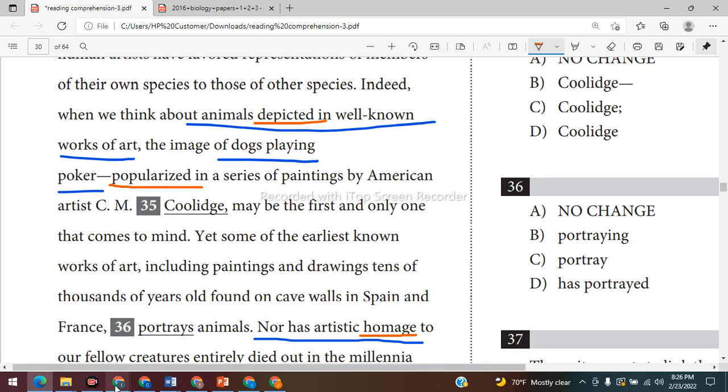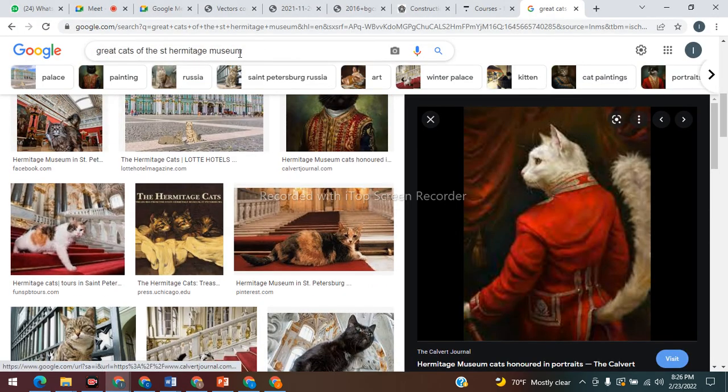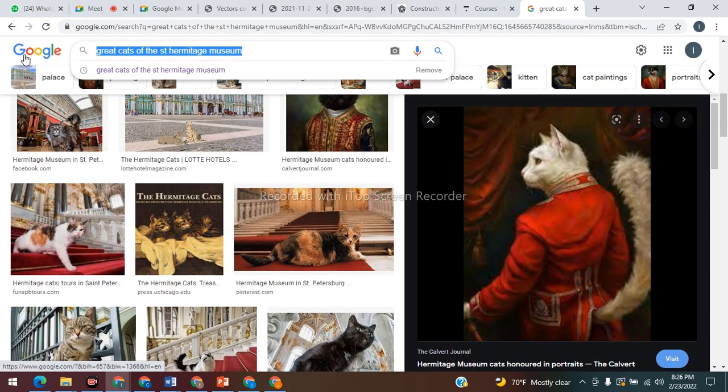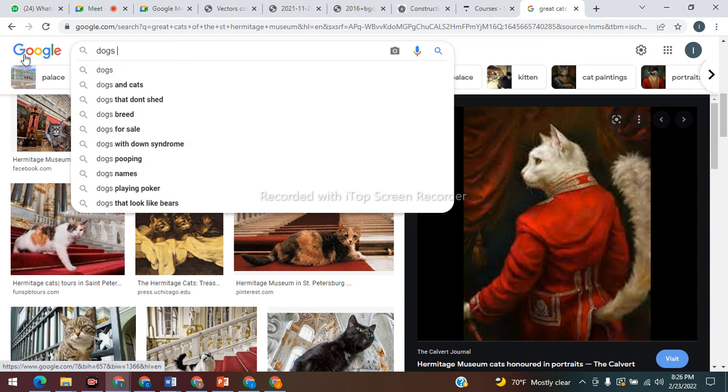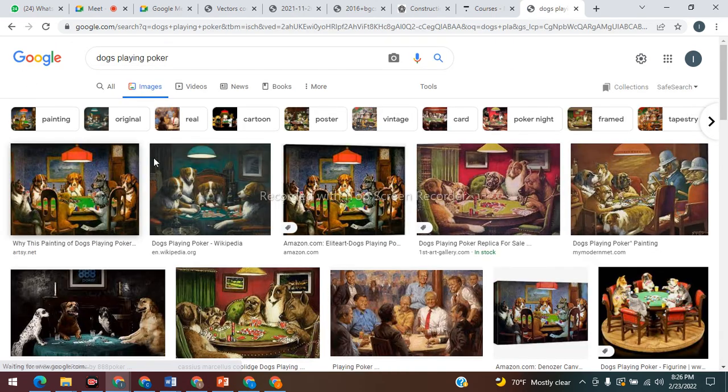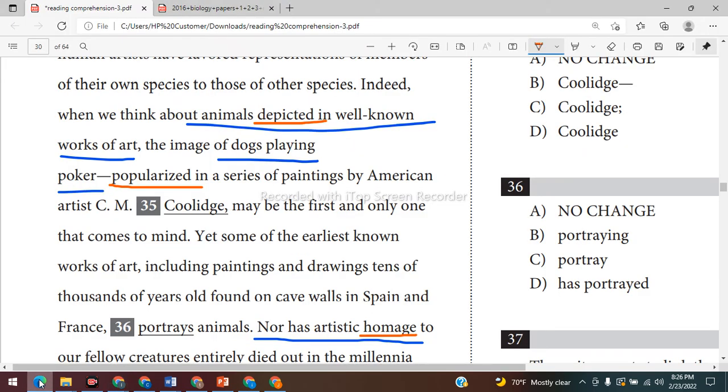No, sir. Yeah. That's possible? Yeah, it's a popular meme now. Dogs playing poker painting. So this is a popular painting. When you think about poker and stuff like that, they usually have these pictures. It was popularized by this person, sorry.